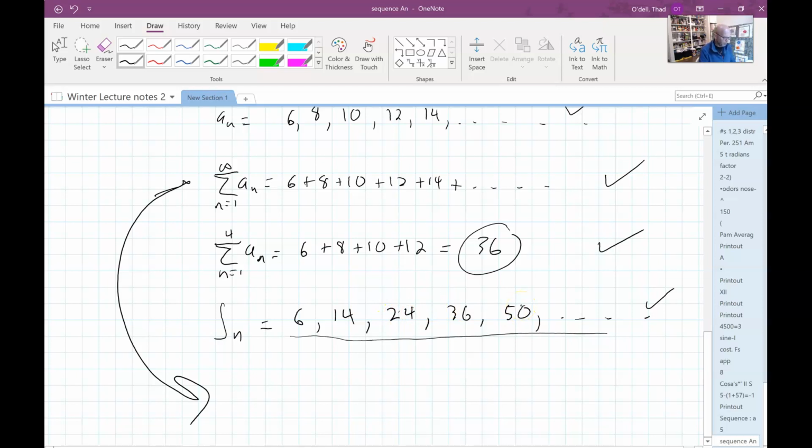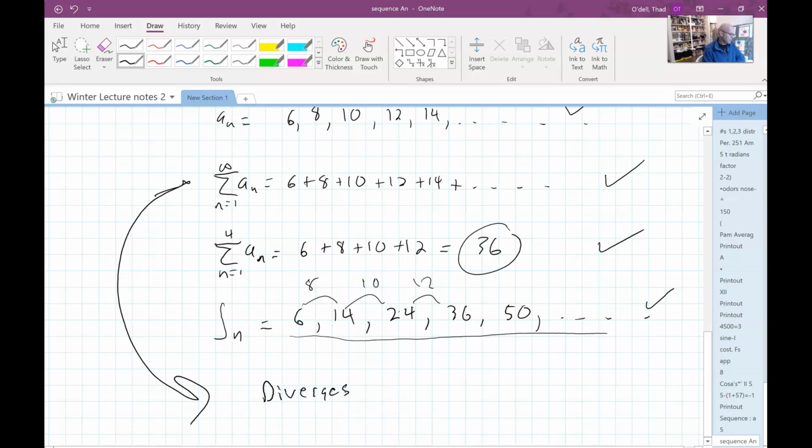It's jumping up by more each time, actually. Notice from here to there it's 8. From there to there it's 10. From there to there it's 12, right? So this thing is just going to get bigger and bigger without bound. So we know that this thing diverges just by looking at it.